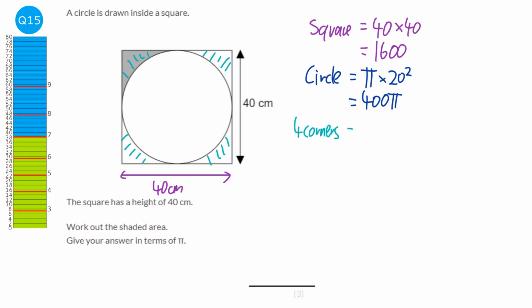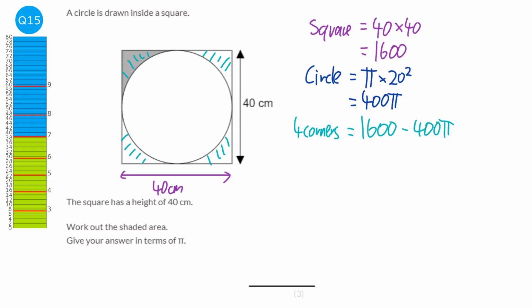Just try and explain to the person marking my exam what I'm doing. To do that, we're just going to do the square, take away the circle. So 1600 take away 400 pi. Now we can't actually do anything more than that. That is our answer, so we just leave it at that.